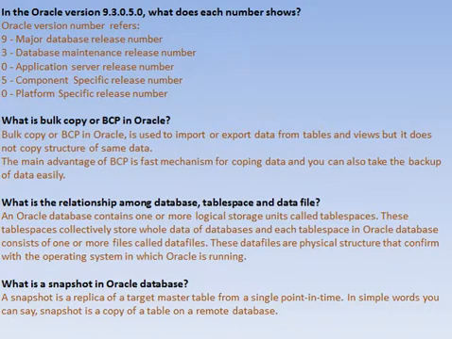What is the relationship among database, table space and data file? An Oracle database contains 1 or more logical storage units called table spaces. These table spaces collectively store the whole data of the database, and each table space in an Oracle database consists of 1 or more files called data files. These data files are physical structures that conform with the operating system in which Oracle is running.